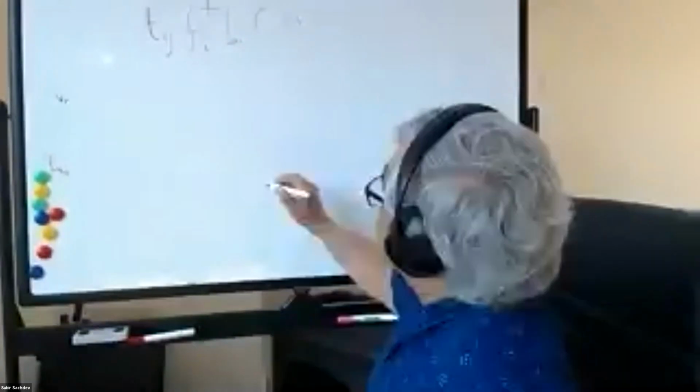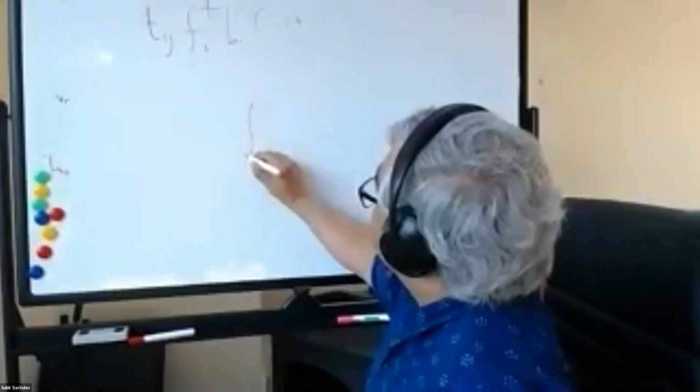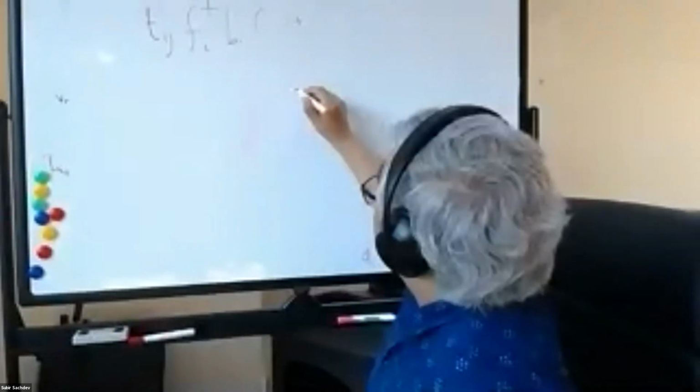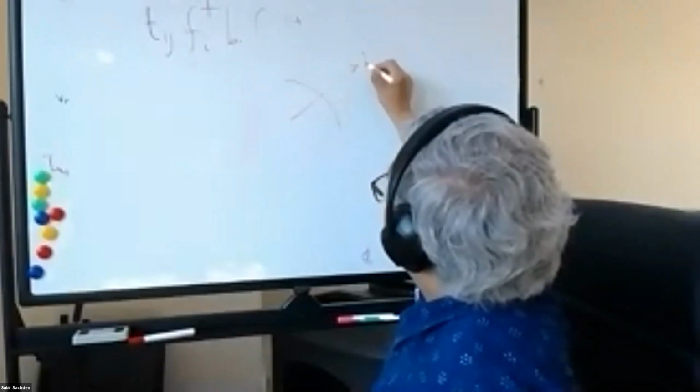Yeah. So you often get some integral. So here's the Fermi surface. This is k_x. Let's call this k_x.